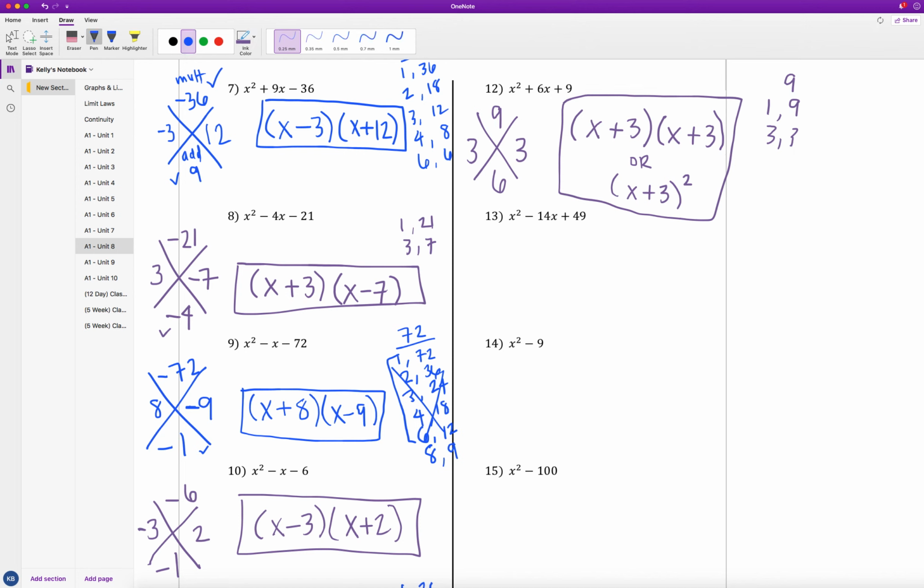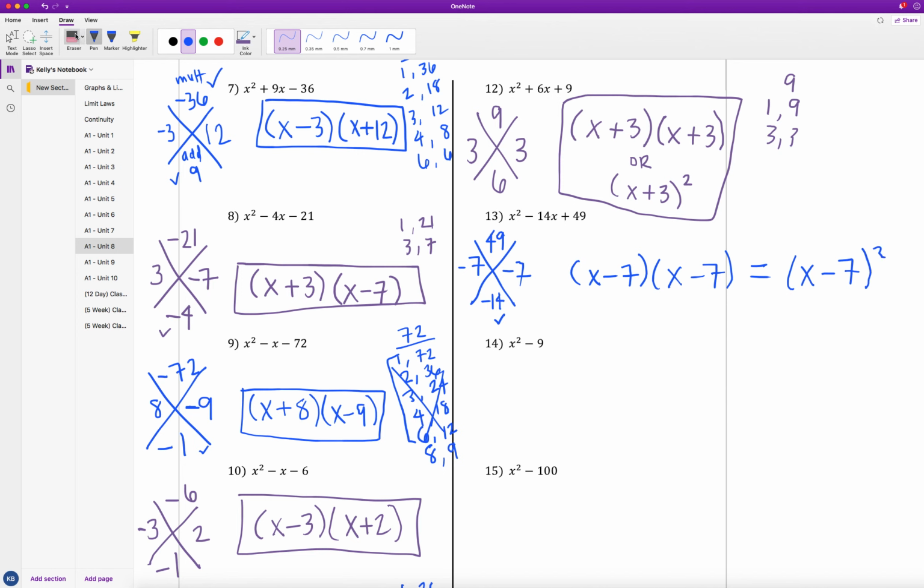Why don't you guys pause the video and do example 13 as well. Let's check example 13. So we're multiplying to be +49, adding up to be -14. You might have noticed a trend here that we're going to have the same two factors again of -7 and -7. Because 7 times 7 will give us 49, and -7 plus -7 will give us -14. So I'll end up with x minus 7 times itself, which I could also write as just x minus 7 squared.